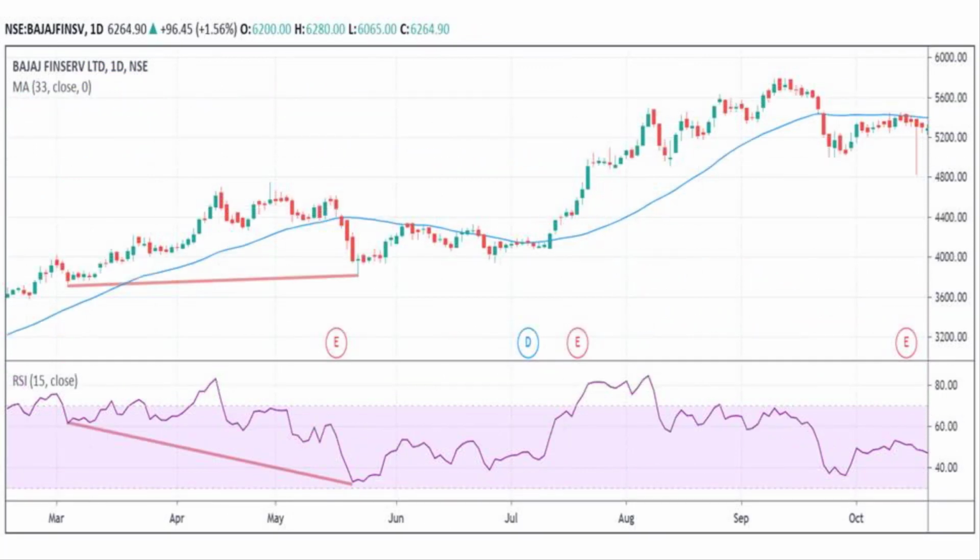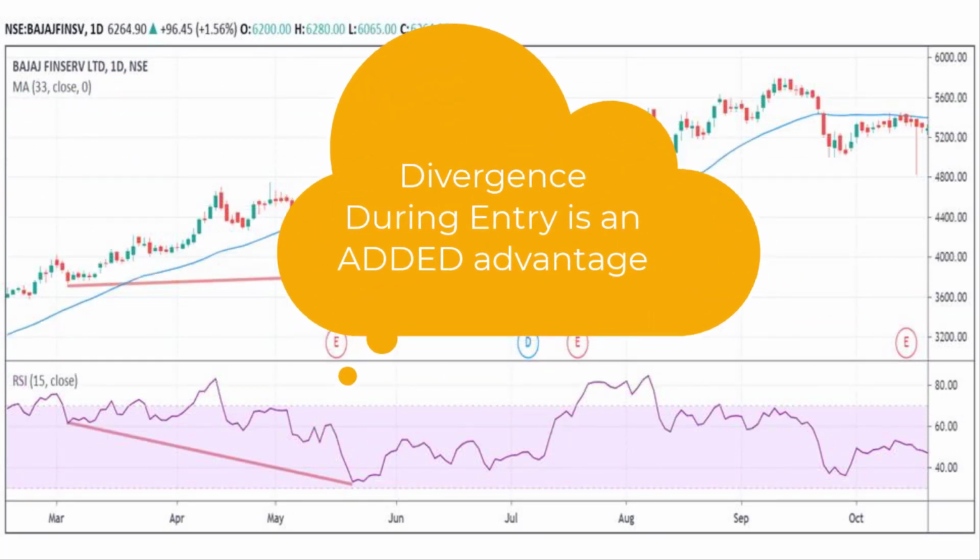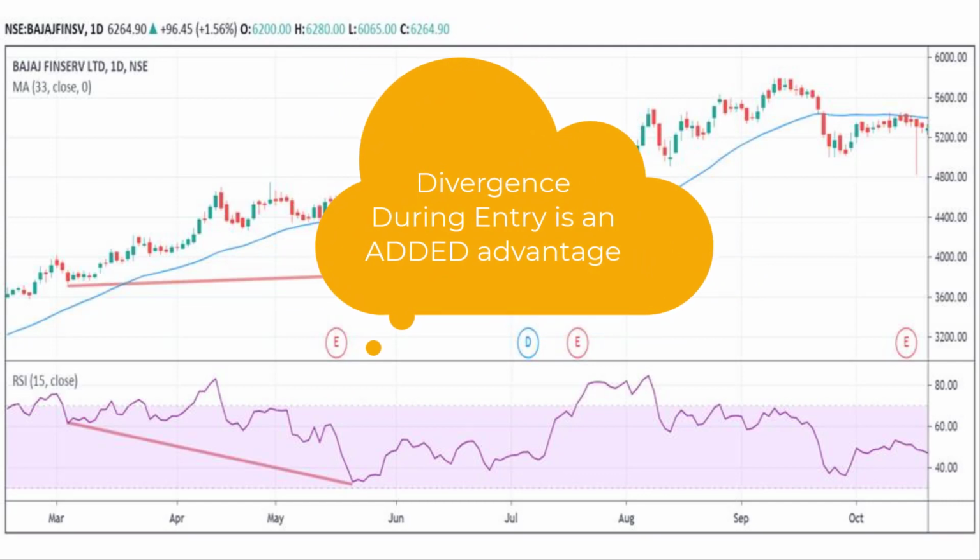In this example, along with a reversal pattern, we see a positive divergence, which is an added advantage because this can give us a high probability trade. You can even use money management to add a little bit more to your positions.